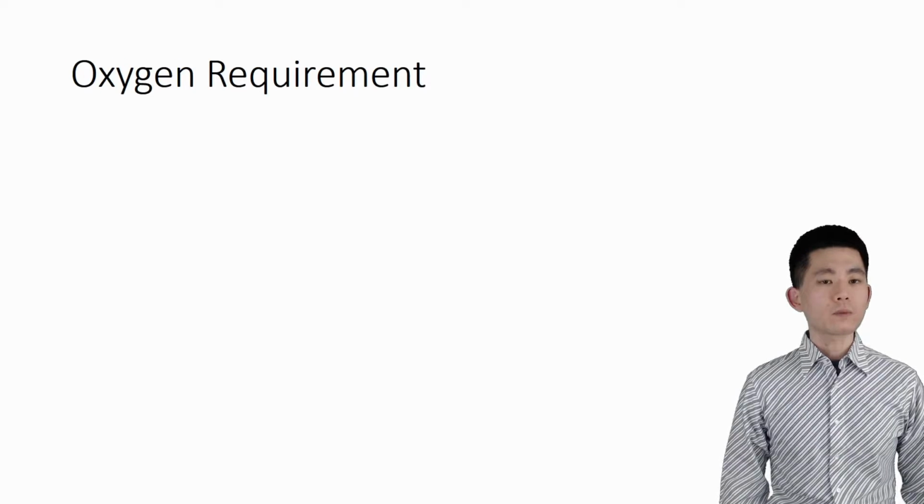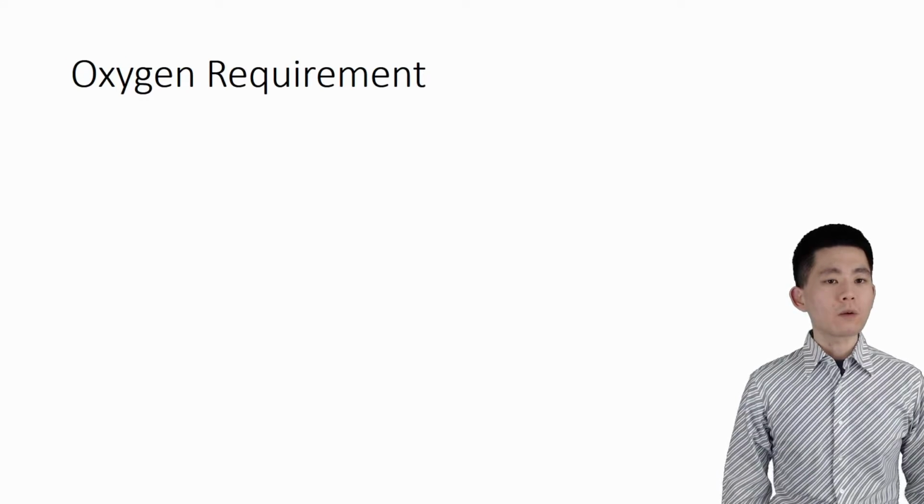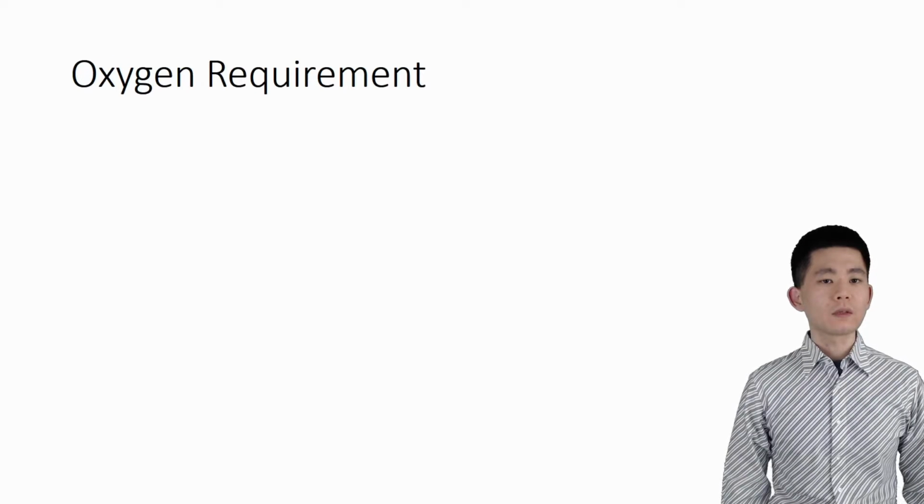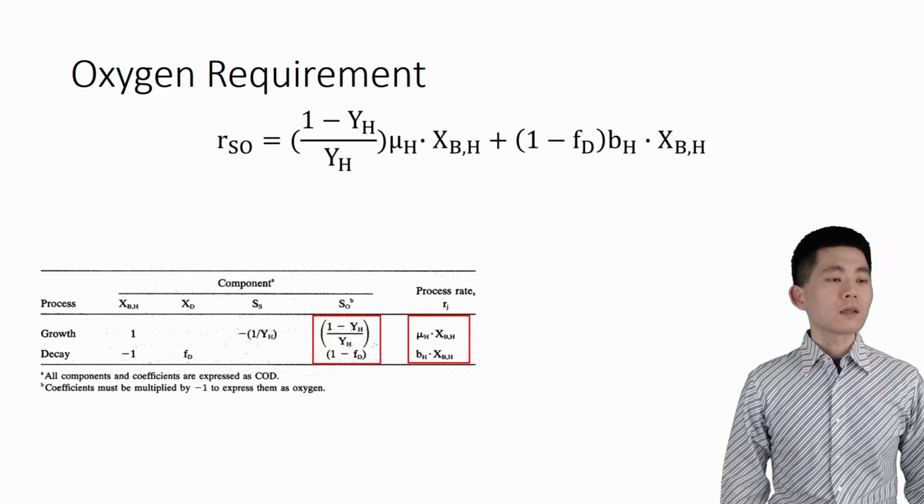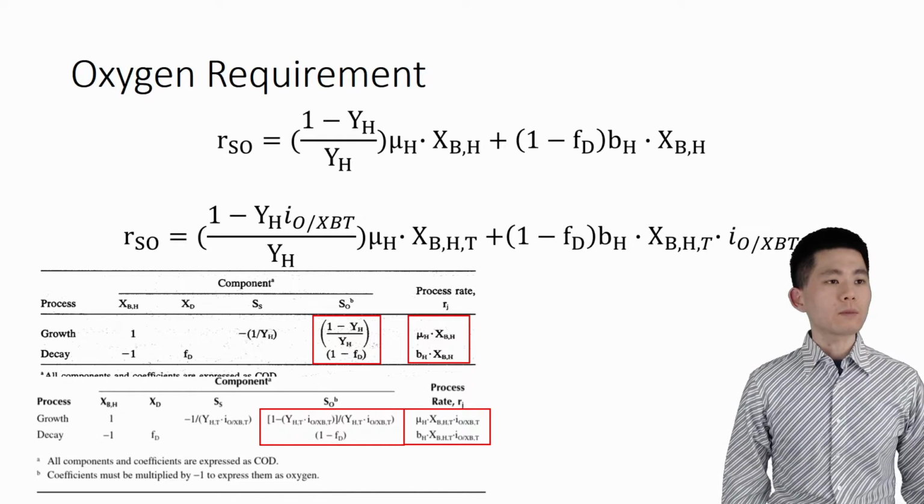Besides the biomass wastage rate, we also need to know the oxygen needed to support the growth of aerobic biomass. We can write the oxygen consumption rate based on the stoichiometry and the kinetic matrix with COD parameters or TSS parameters.